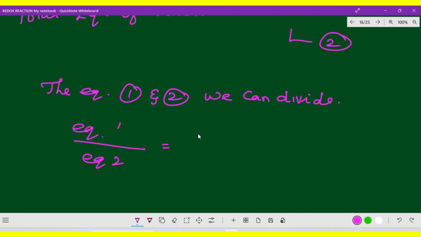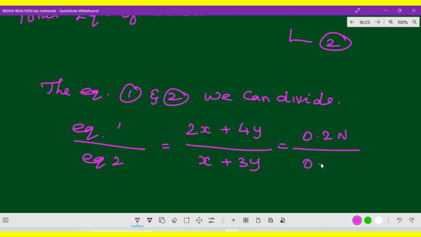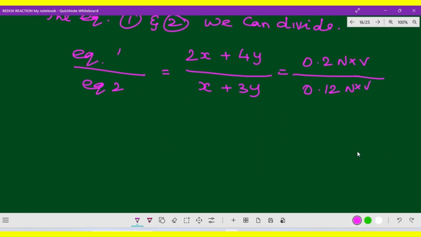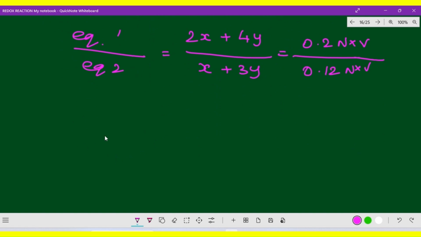So equation 1 is 2x plus 4y divided by x plus 3y, equal to 0.2 N into V divided by 0.12 N into V. The volume, we only have to identify the volume ratio. So how do we find it? 2x plus 4y divided by x plus 3y is equal to, how much will we get? 20 divided by 12.